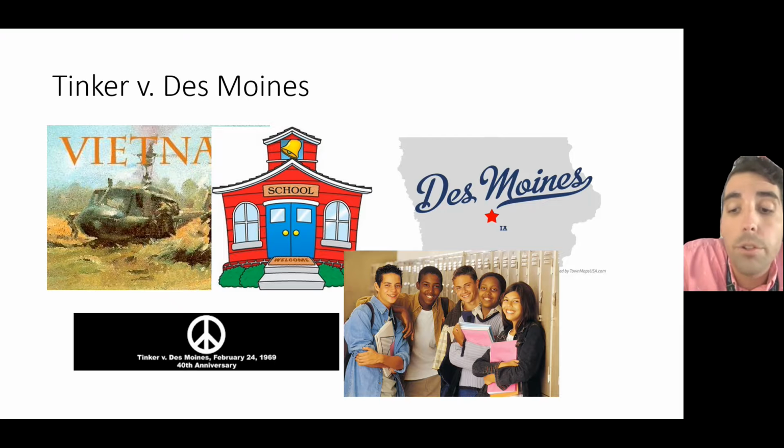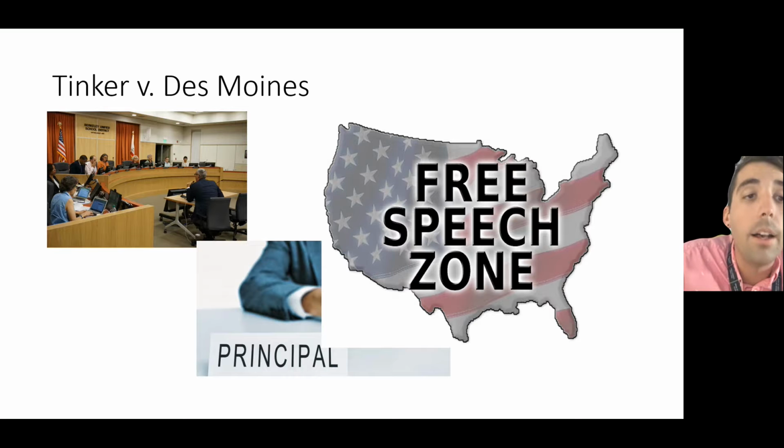So these 5 students decided they wanted to show their support for not being in Vietnam any longer, and so they decided they were going to wear black armbands to school, not say anything, not start shouting, not chanting, nothing. They were just going to wear simply a black armband on their arm, and just walk around school with it. Well, the school board of Des Moines, Iowa learned about this, and so they decided to make it a rule across all schools within Des Moines that you could not wear an armband in protest of the war.